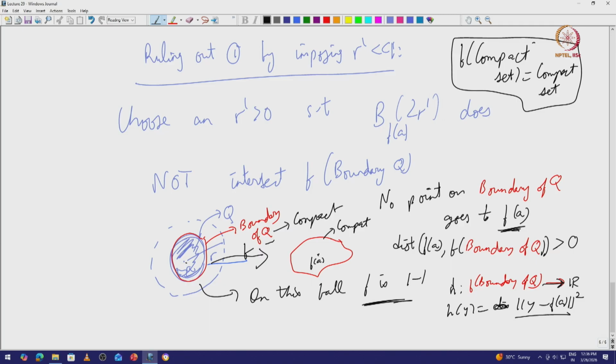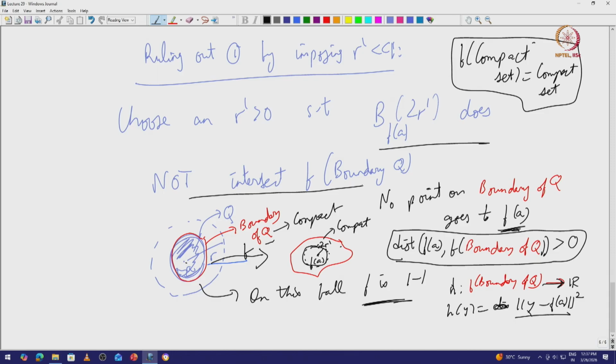That minimum cannot be 0 because f of a is not lying on this. So in other words, the distance of f of a to the boundary is strictly positive, which means if you choose a small enough ball, in fact you can choose a small enough closed ball around f of a of some radius, this ball will not intersect this red region. Okay, that's all I'm saying here.